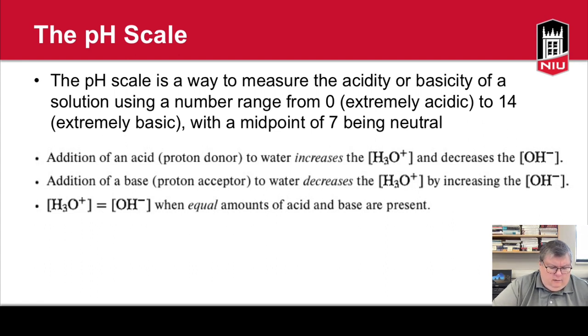The idea is that the addition of an acid to water increases the hydronium ion concentration and decreases the hydroxide ion concentration. We saw that in the last video talking about the ionization constant of water, the Kw. And the addition of base to water decreases the H3O+ by increasing the hydroxide ion concentration. So this is when you have an acidic solution. This is when you have a basic solution. And when the concentrations are equal, this is when you have a neutral solution.